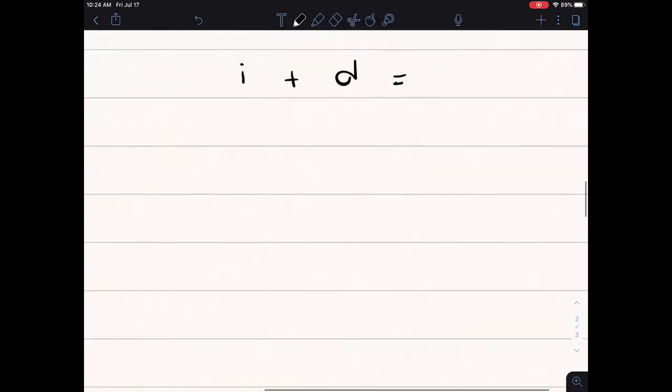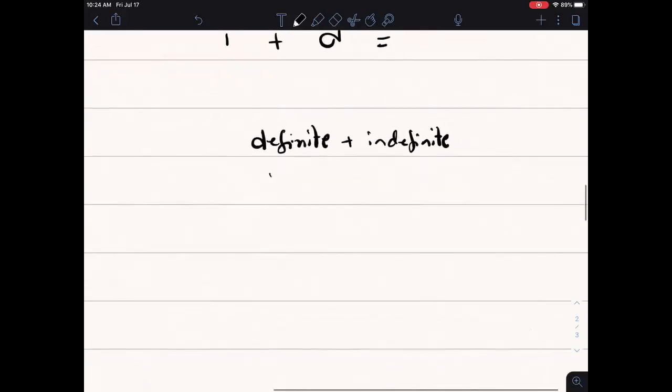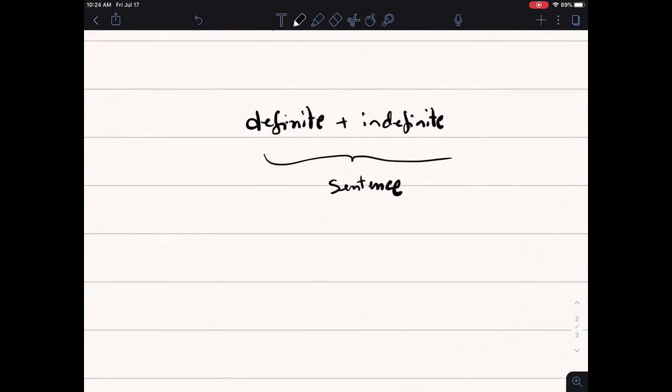So what happens when you have definite plus indefinite? Believe it or not, we construct a sentence. Every time you put a definite noun, and after that you put an indefinite noun, whether you want it or not, you have created a complete sentence. Super cool, right?